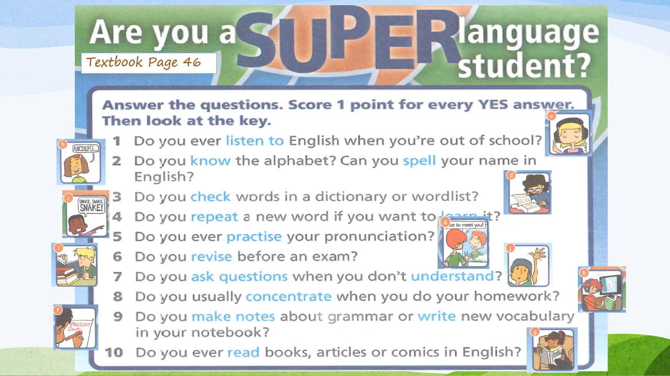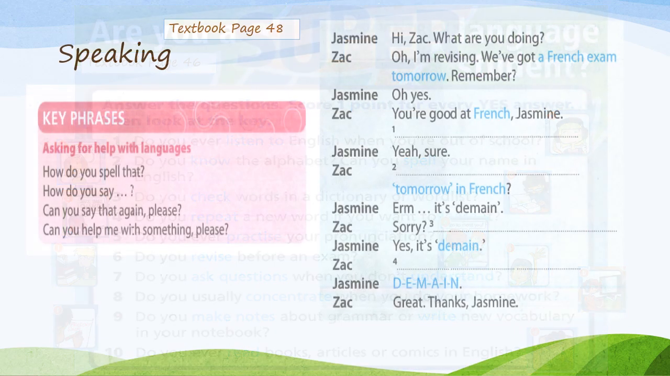So when you learn English, okay, you have to do all this. You cannot just learn English in class, that's all. When you go back, you have to listen to English, you have to watch the news on TV, listen to the radio, listen to the English songs, okay? All right, you check words in the dictionary, you repeat the word, you practice your pronunciation, you revise, 复习, okay? And you remember to ask questions if you don't understand, okay?